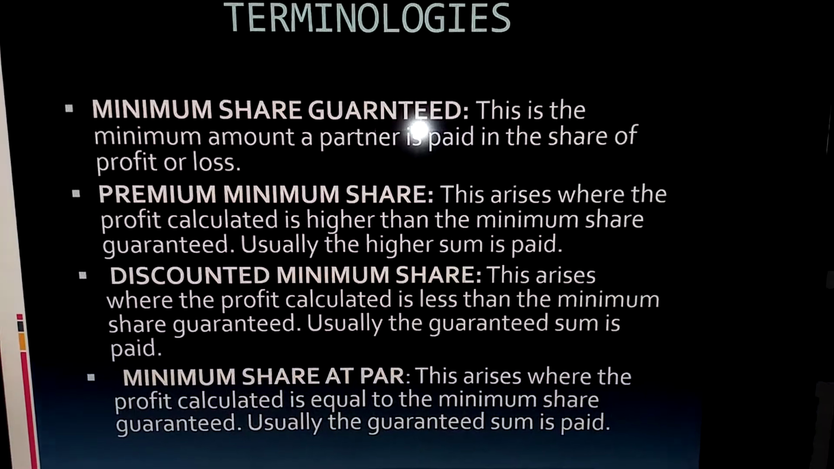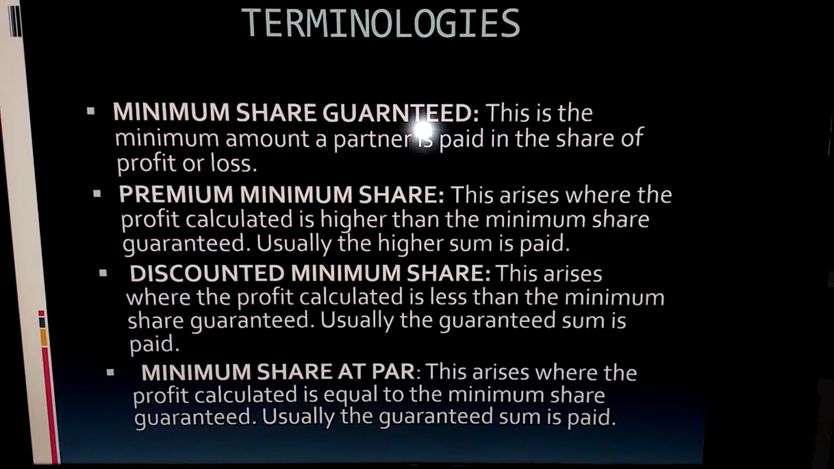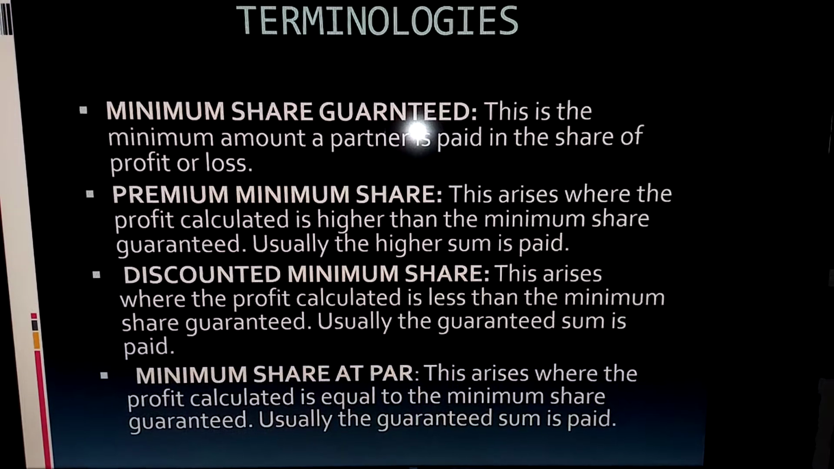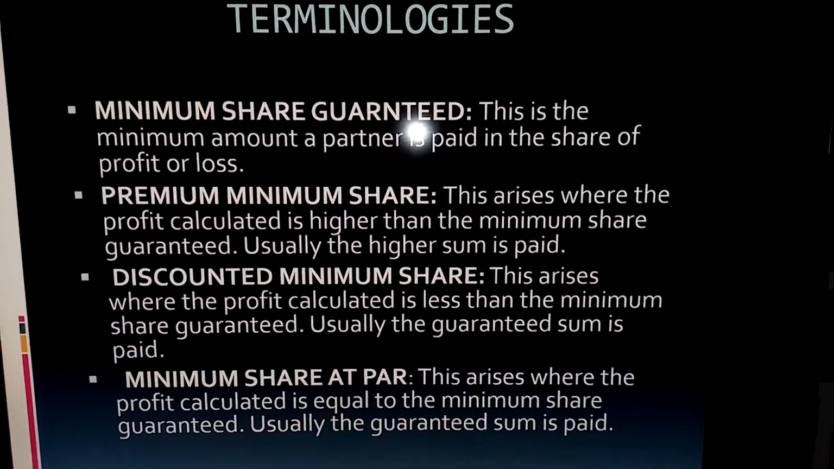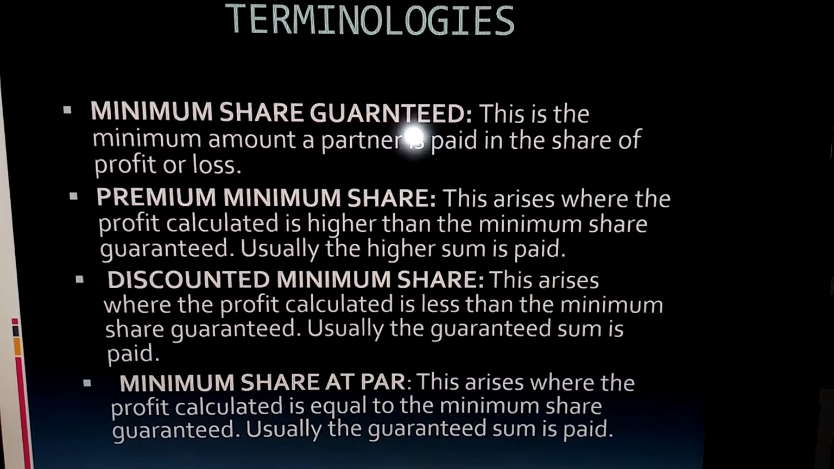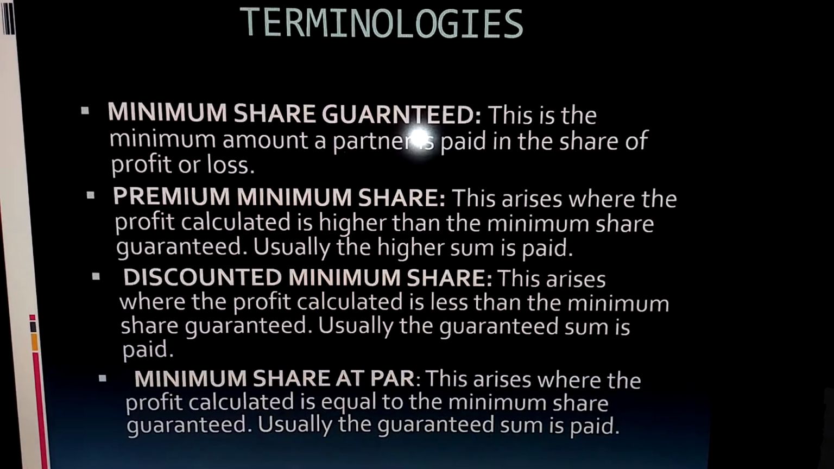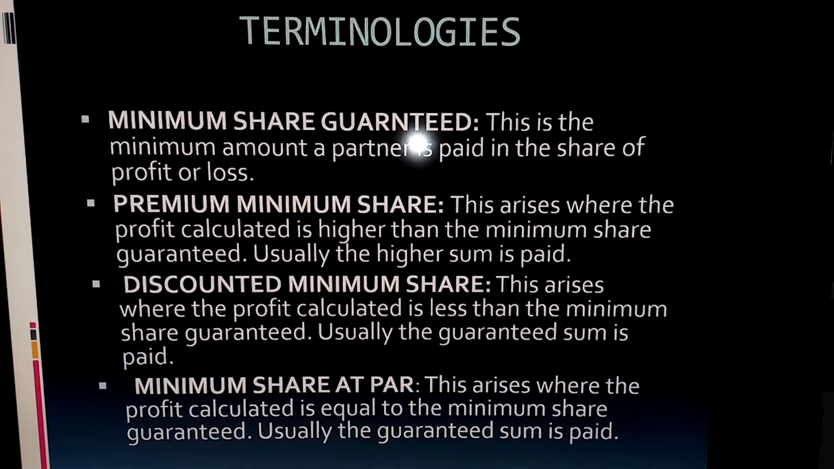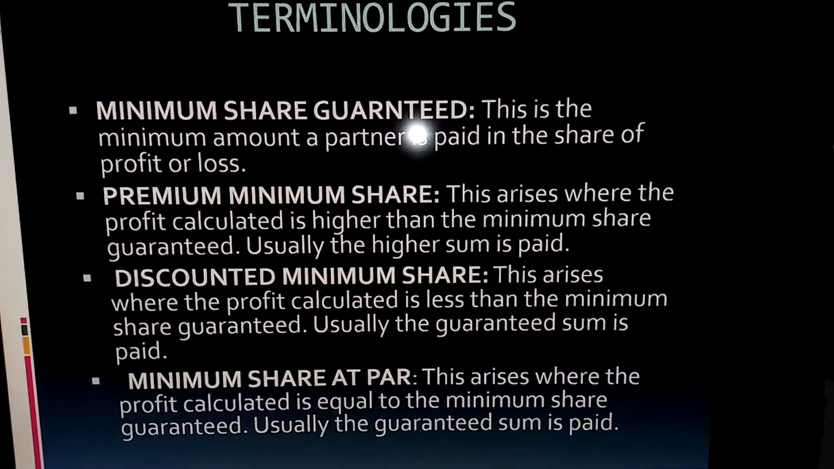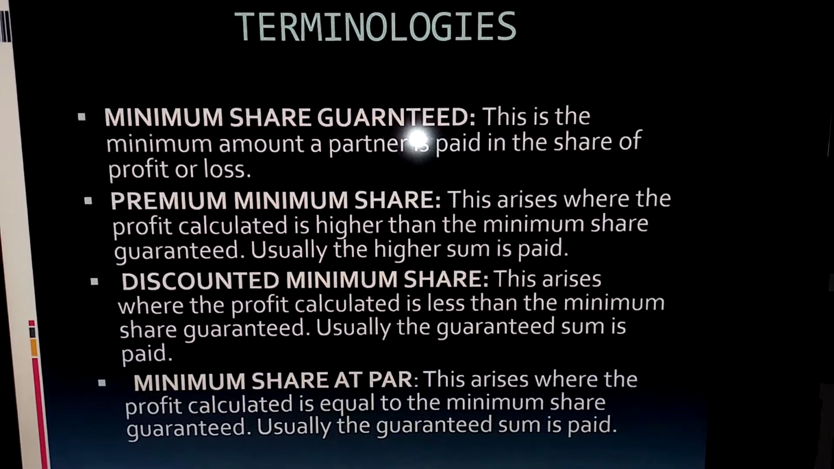Now we can have premium minimum share or premium minimum sum. What we're saying is that the calculated profit for the period is higher than the minimum sum that has been guaranteed. So if you're guaranteed a minimum of 1 million naira, and then when the company is doing its P&L, the profit share allotted to you is 1.5 million. Your minimum guarantee is 1 million, but now they are sharing profit and giving you 1.5 million. So in that scenario, we say you have a premium minimum share.